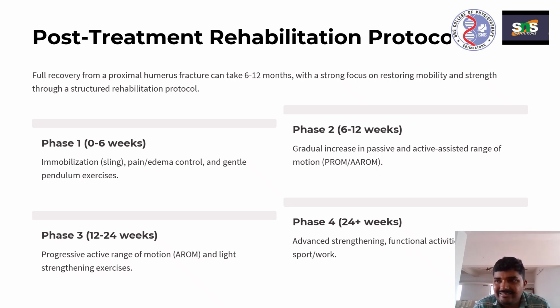Then phase 1, 0 to 6 weeks: immobilization in the sling, pain and edema control, then gentle pendular exercise. Then phase 2, 6 to 12 weeks: gradual increase in passive and active assisted range of motion of the shoulder. Then phase 3, 12 to 24 weeks: progressive active range of motion and light strengthening exercise. Then phase 4, after 24 weeks: advanced strengthening and functional activity or sports work.